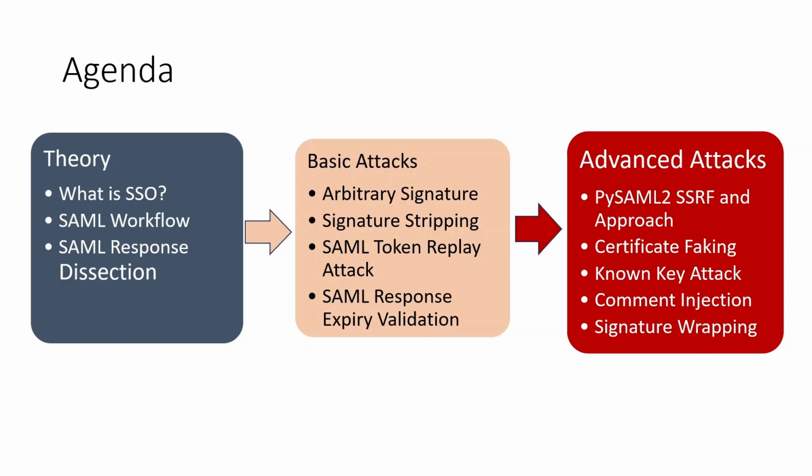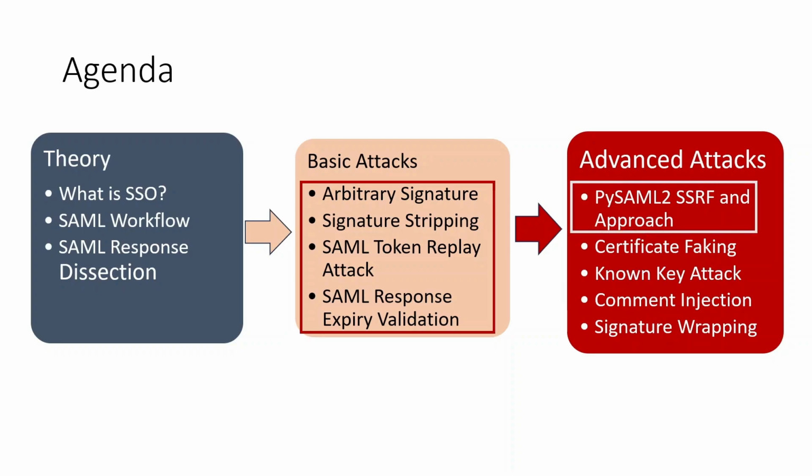In today's video, our focus will be on the attacks part: what are the different types of attacks which we can perform on SAML authentication. We will be covering all of the attacks mentioned in the basic attack section, which include arbitrary signature, signature stripping, SAML token replay, and SAML response expiry validation. And most probably we will be covering one of the attacks mentioned in the advanced attack section, which is SAML to SSRF and its approach.